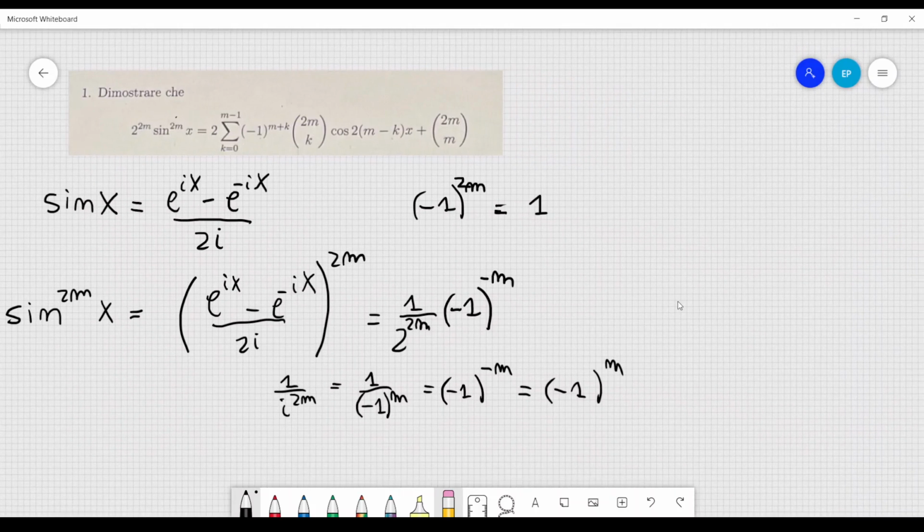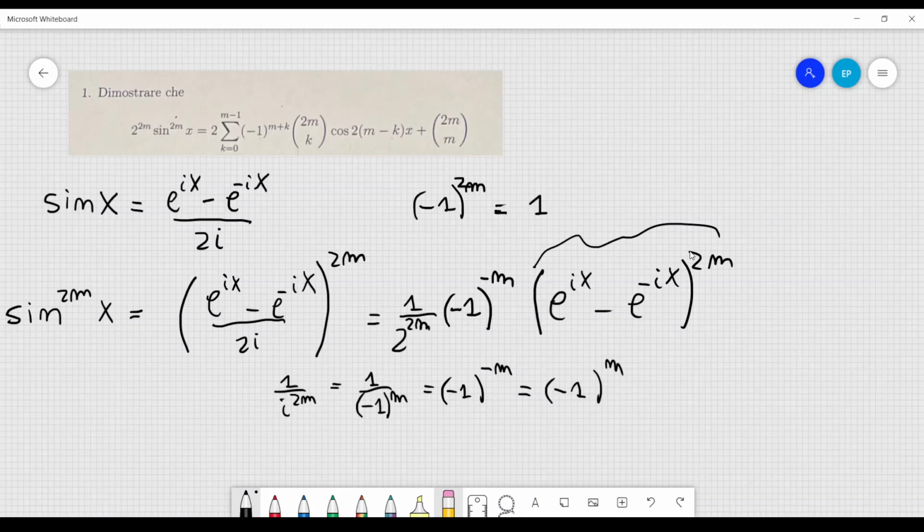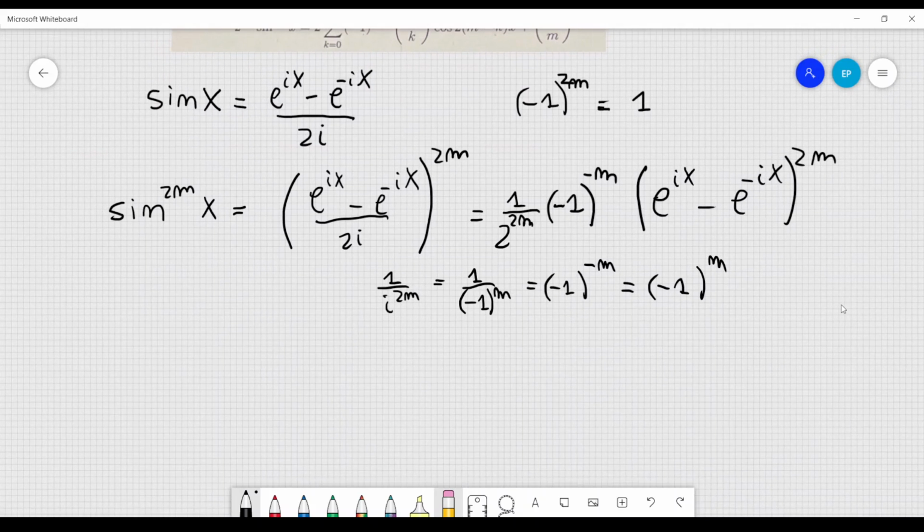And then I have to consider e to the ix minus e to the minus ix, and I have to consider some power of this, the power of 2m of this. So how can I express this power? I can use the binomial theorem.